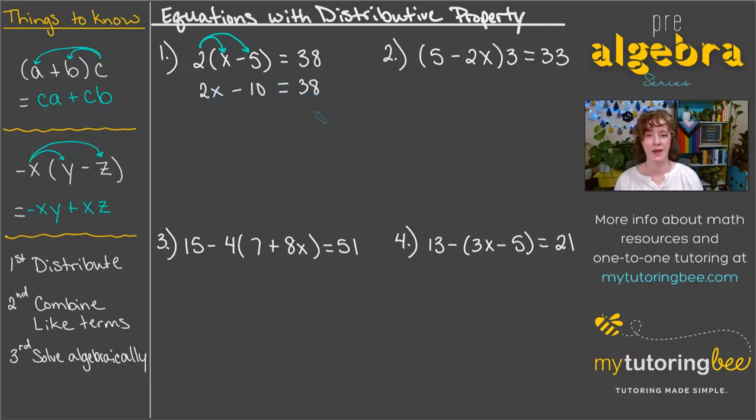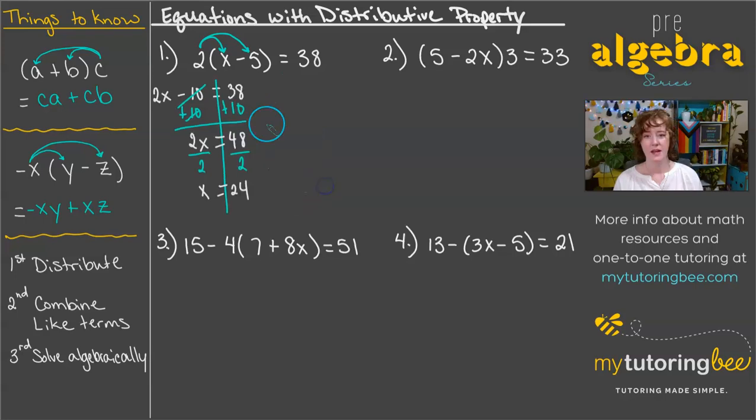Now we're just following that backwards order of operations to undo all of those operations until we get the variable isolated by itself on one side of the equation. So in order to do that, we are going to first start off with adding 10. Adding 10, that's going to cancel out that 10 right there. That leaves us with 2x equals 48. And then our last step is going to be to divide by 2, and x equals 24.